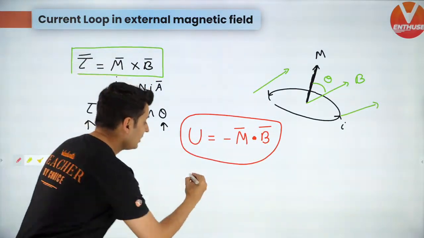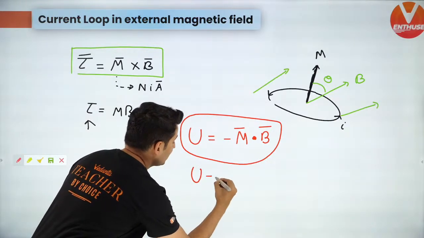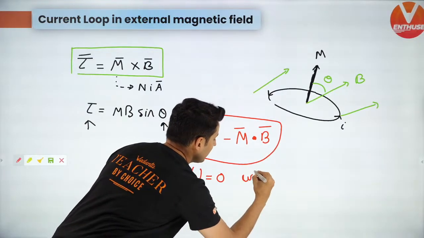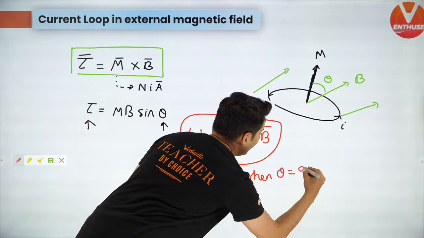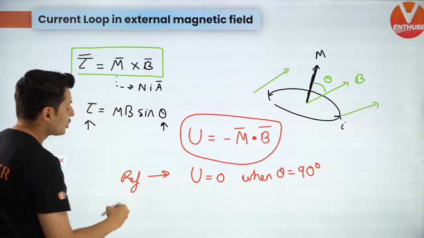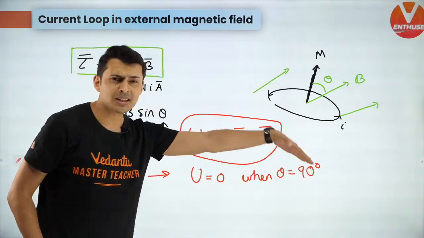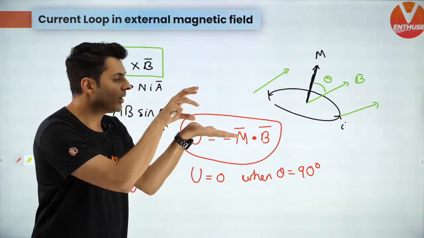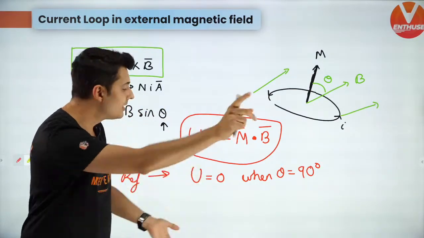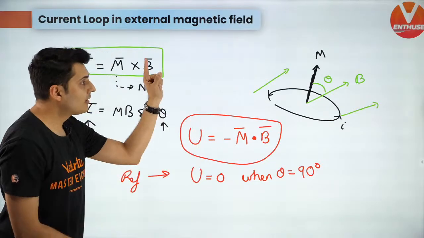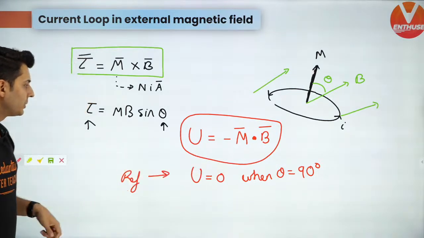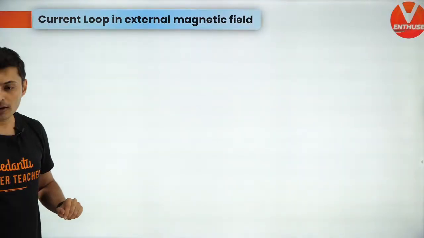But when we do that, understand the potential energy is zero when theta is how much? 90 degrees. So that is your reference. So energy is assumed to be zero. Just like for potential energy, you take a block, you assume that here the potential energy is zero, here it is mgh, here it is minus mgh. Same way, when the angle between magnetic field and magnetic moment is 90 degrees, then it is assumed to be zero. Remember that.